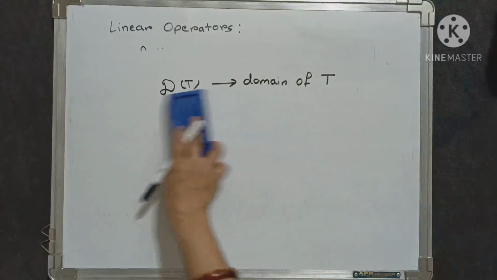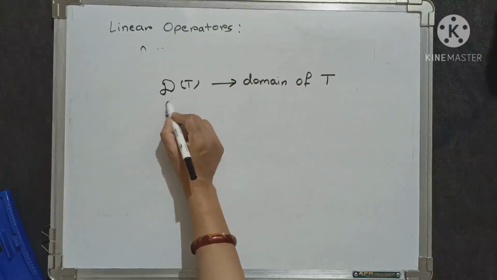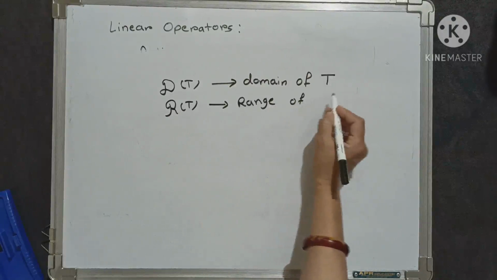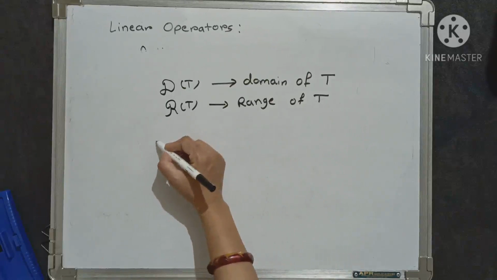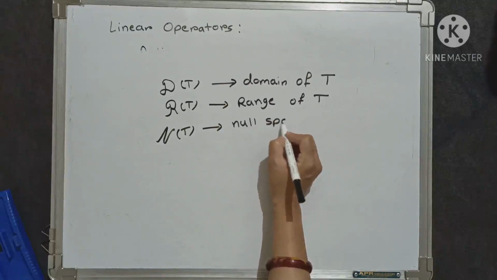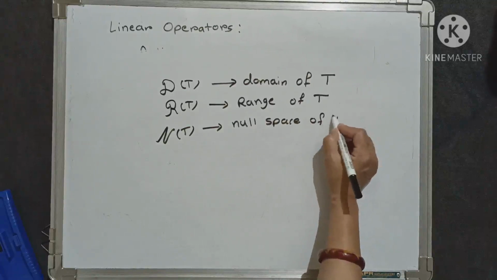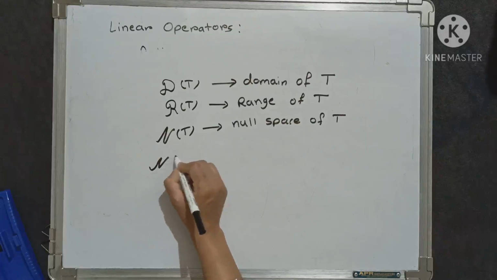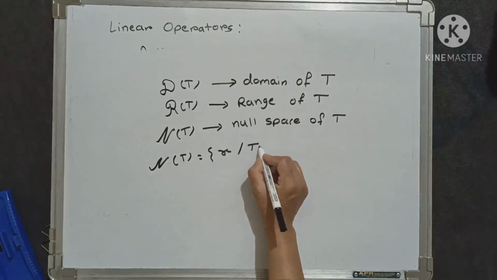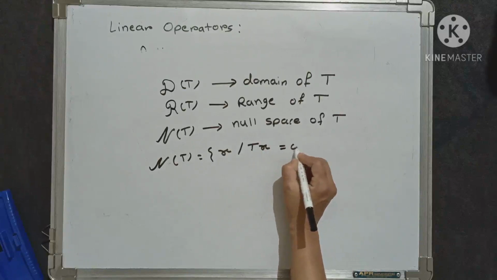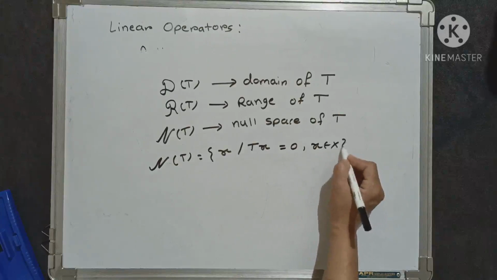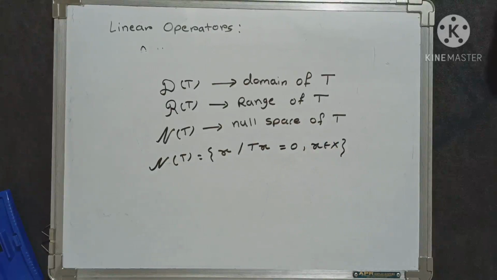Now another notation is the range, that is the script R of T. This is the range of T. Next we have script N of T, which is called the null space of capital T. Script N of T is nothing but the set of all x such that the image of the point x under the mapping T equals 0, and this x is a point of capital X. This is the null space of the operator capital T.